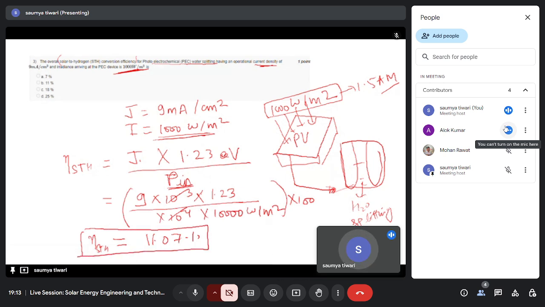Okay, so I hope this question is clear on how to calculate the overall solar to hydrogen conversion for a particular photoelectrochemical water splitting system. This is your input, right? Your solar irradiance coming onto this particular system, and your output is the generated electricity, right?